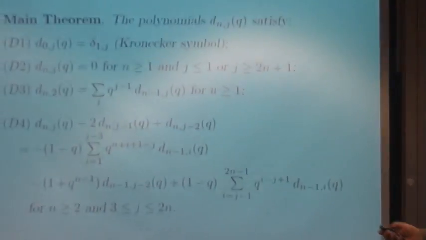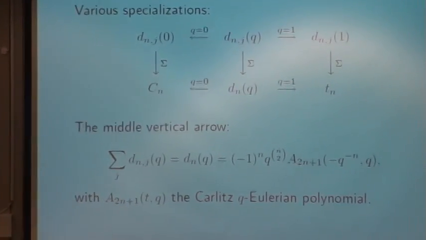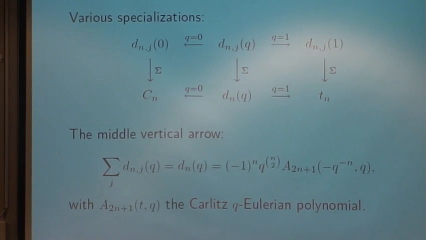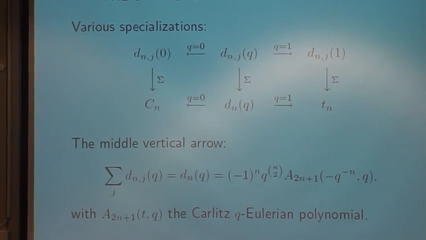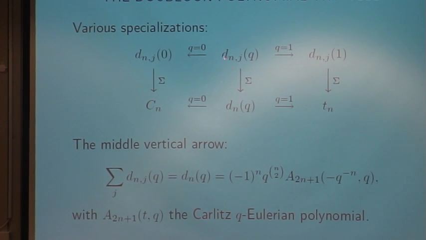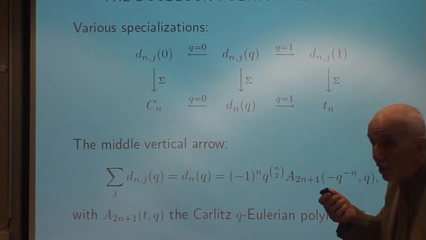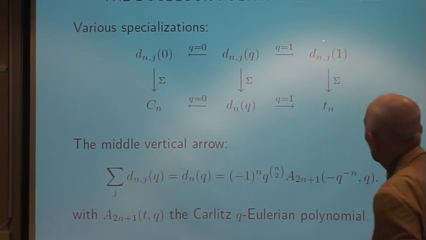Now, two important cases. We have various specializations. So here is D and Q. Those are polynomials in this triangle before. So what game can we play? We can play the game Q equals 0. Then we have an integer. We can play the game Q equals 1. We have another integer.